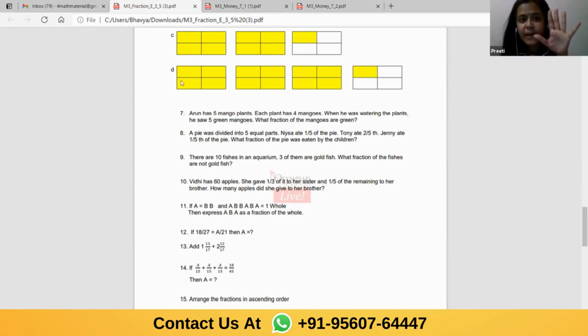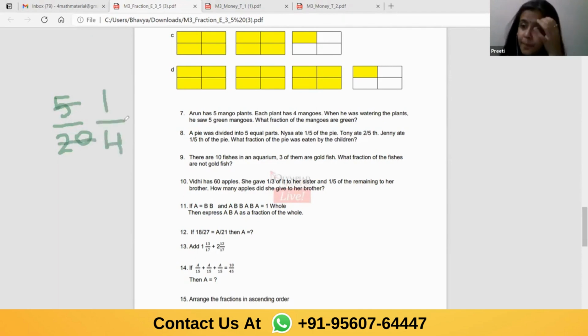So I have to find the fraction for the mangoes which are green in color. So it is 5 out of 20. And then I will reduce it. When I reduce it by the table of 5, I get 1 upon 4. Is it clear, Abdul? Yes, ma'am. Okay. Yes, Rebanta, you are raising your hand.